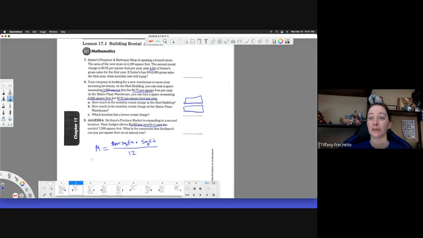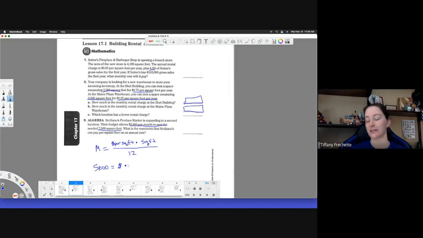So if we know the monthly rental charge, we know that it's $5,000. And that equals, they're asking us to find the maximum that Sicilianos can pay per square foot per annual rate. So we don't know this one, so I'm just going to go with a dollar sign. That's going to be my variable right now. Times, we know the square footage. They told us that. They needed to rent 7,500.